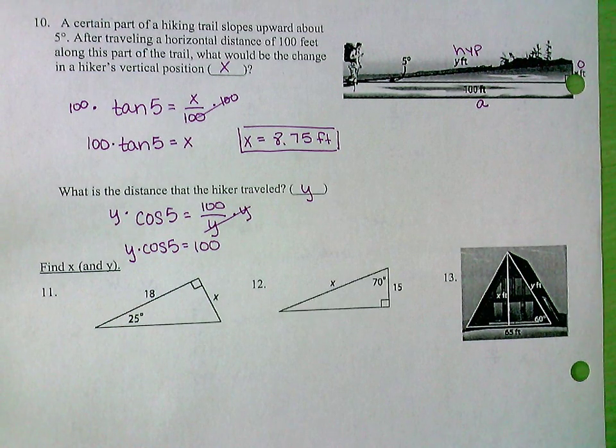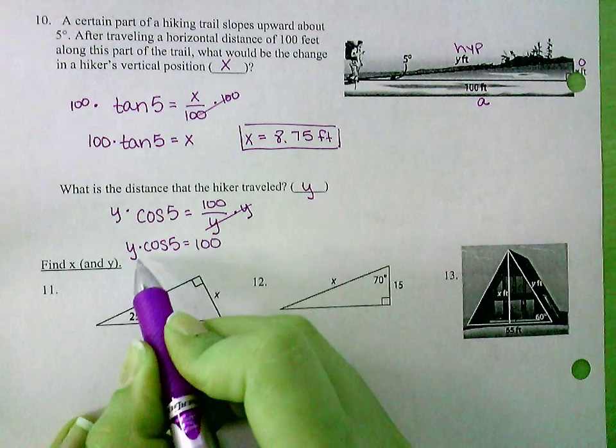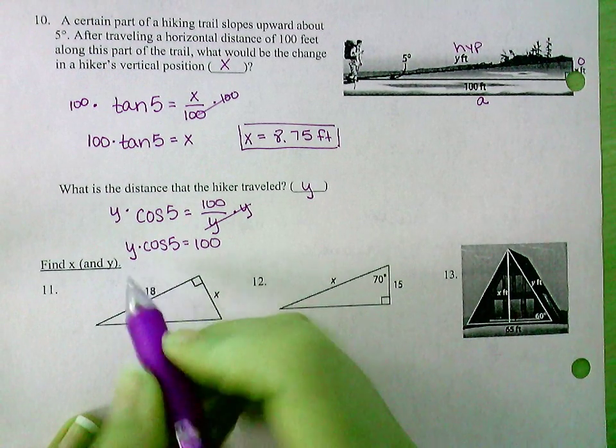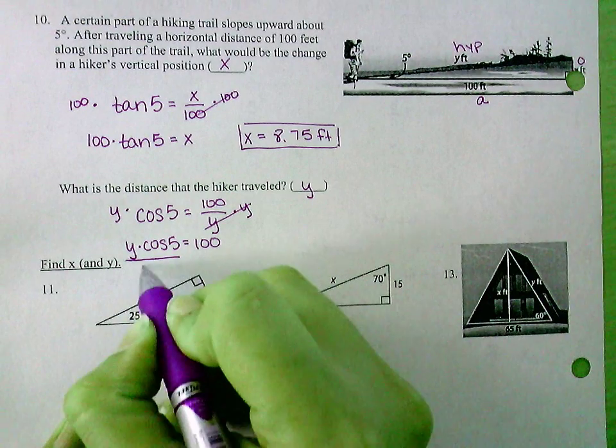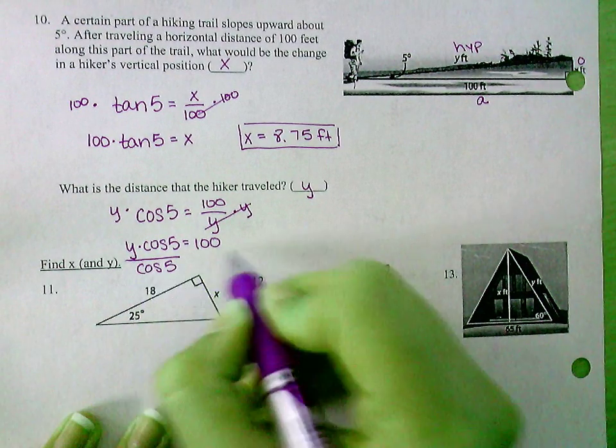Now if I'm solving for y, what would my next step be? What if I said it was 2y equals 100? What would you do? You would divide. So here, I'm going to divide both sides by the cosine of 5.